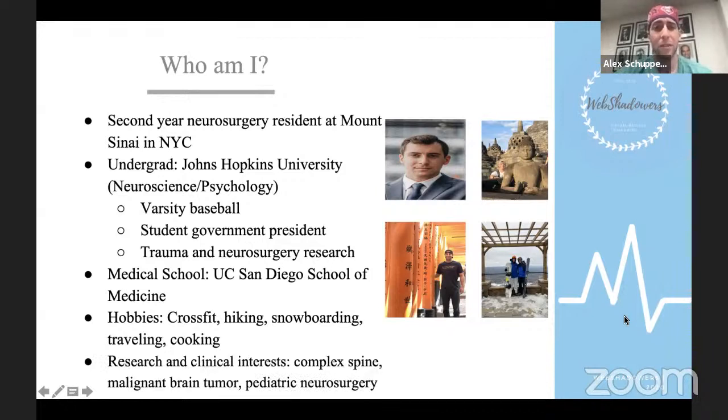A lot of people ask what I'm interested in within neurosurgery, because neurosurgery is a vast field with many subspecialties. Some of my research interests include complex spine, which I'll show you guys an interesting case about, malignant brain tumor, such as glioblastoma, as well as pediatric neurosurgery.